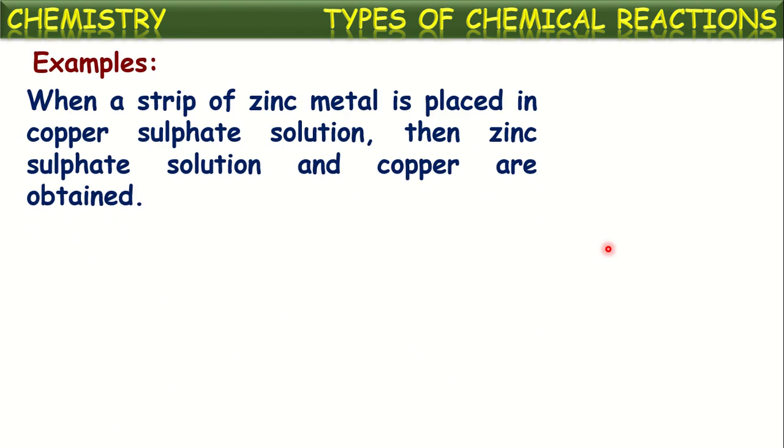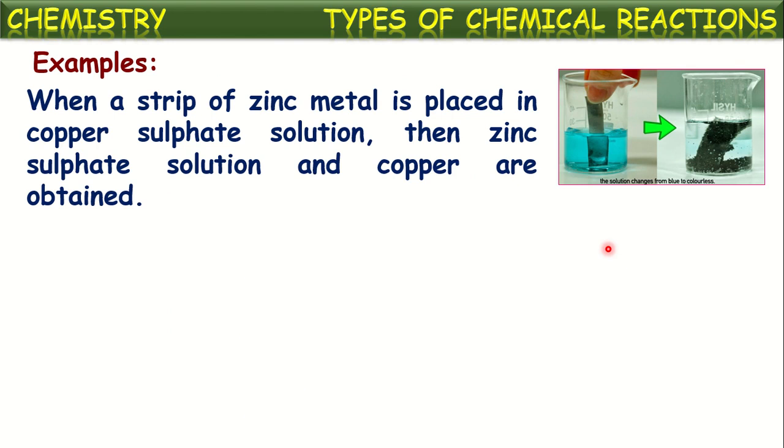Let us see an example for this. When a strip of zinc metal is placed in copper sulfate solution, then zinc sulfate solution and copper are obtained. See here, this blue colored solution is a copper sulfate solution. Copper sulfate is in the blue color.